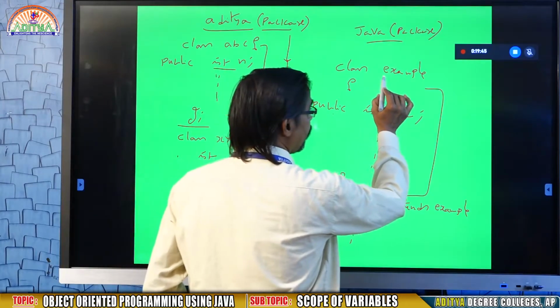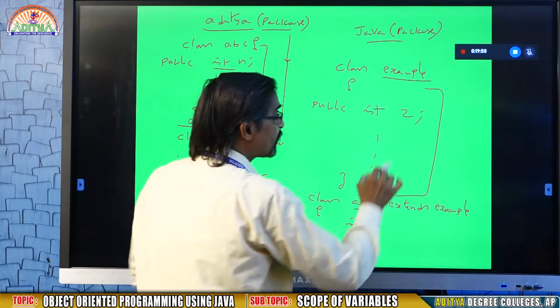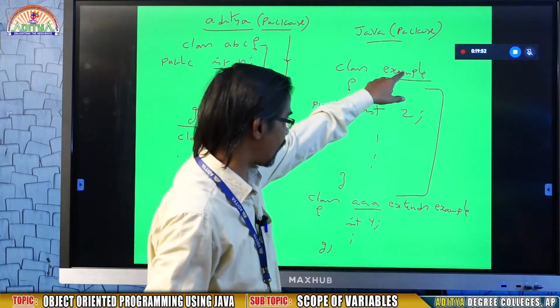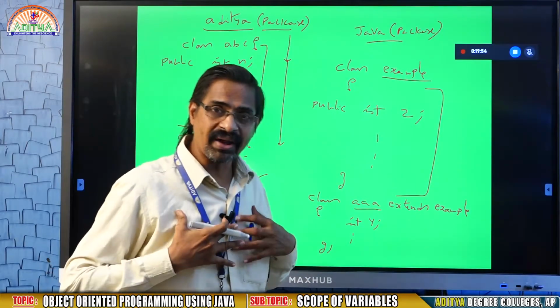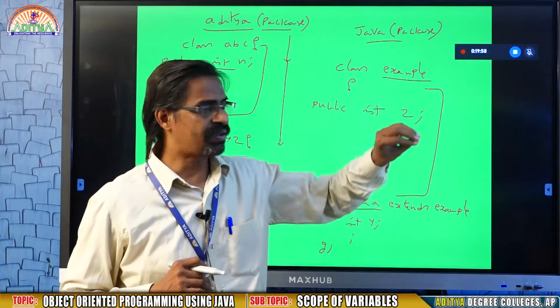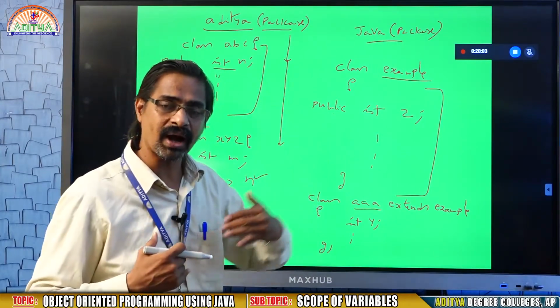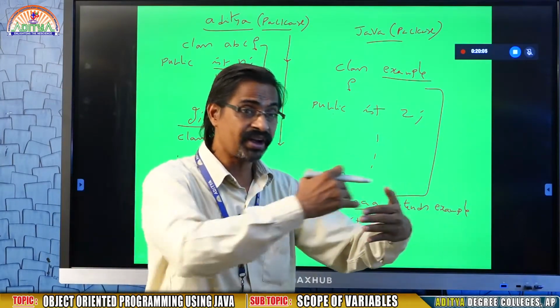This is my individual class, Example. This is another class, AAA, but I create a relationship between Example and AA, because myself is different from my brother. He is a separate object, myself is a separate object, but there is a relationship between me and my brother. This is what is called inheritance.